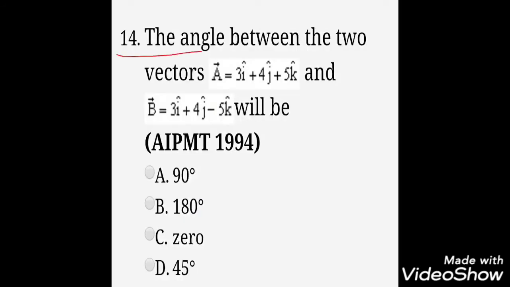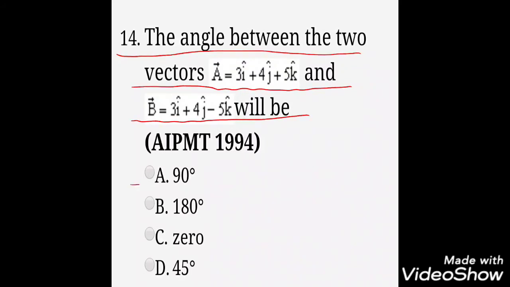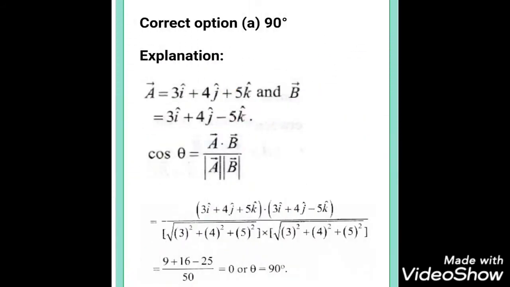Question number 14. The angle between the two vectors A equal to 3i plus 4j plus 5k and B equal to 3i plus 4j minus 5k will be: option A 90 degree, option B 180 degree, option C 0, option D 45 degree. The correct option for question number 14 is option A, 90 degree is the correct answer.